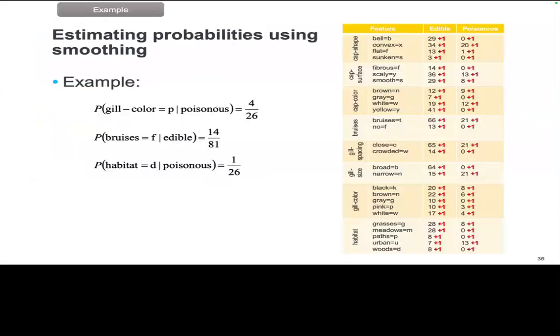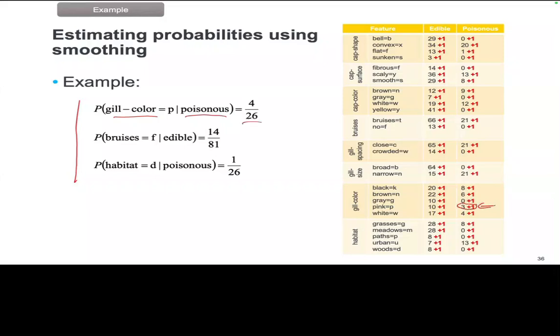Okay, that's what we get here. Now we can reassess our probabilities. So the probability that a mushroom is poisonous and has gill color pink. So let's see, where is the gill color? Here we have the gill color pink, and instead of 3, we now have the value 4.